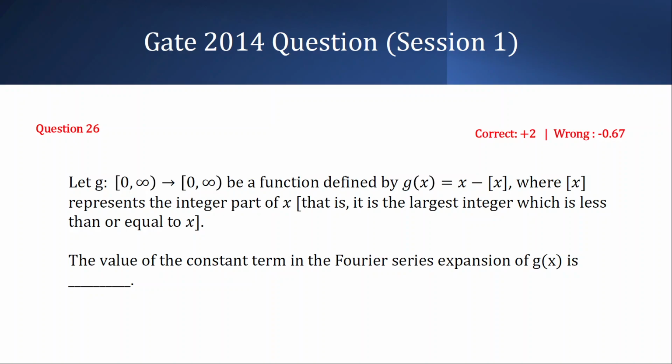Just now I told the Fourier series, right? The A0 part, or the DC part, which doesn't have a sinusoidal component, is called the constant term in the Fourier series. That is the DC part of the Fourier series being asked for in the question. So what you need to do is plot this g of x, and after that find out the DC value of the signal. This is what you need to do in the question.